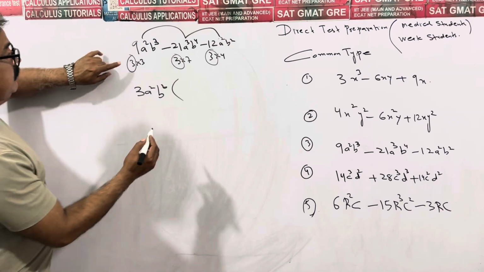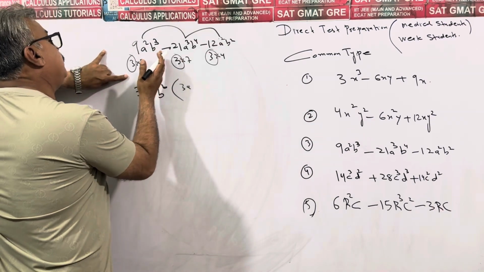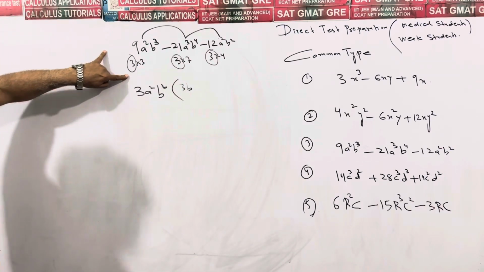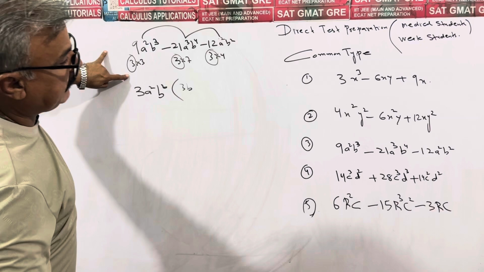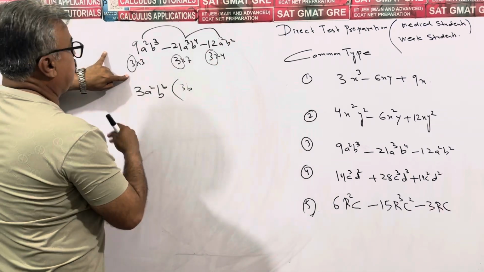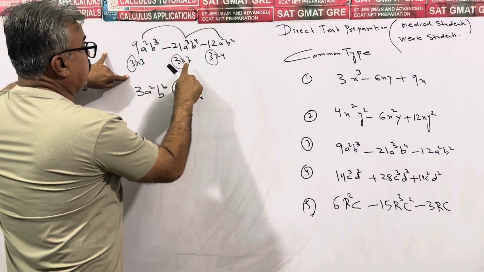Factored out. What remains here? 3. We have taken a square common from a square b cube, and b common, what remains? Only 3b, because we have taken a square common. a square, a cube, a square common. What remains? 3b. From here 3 is common.